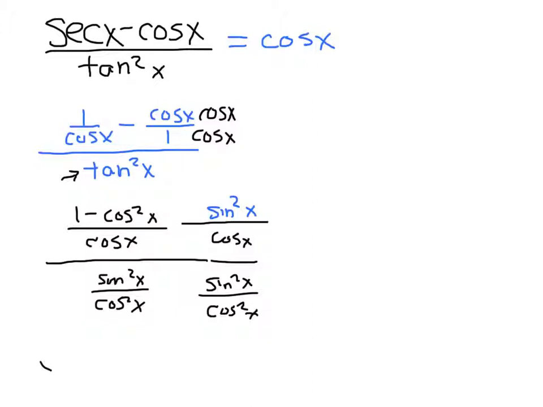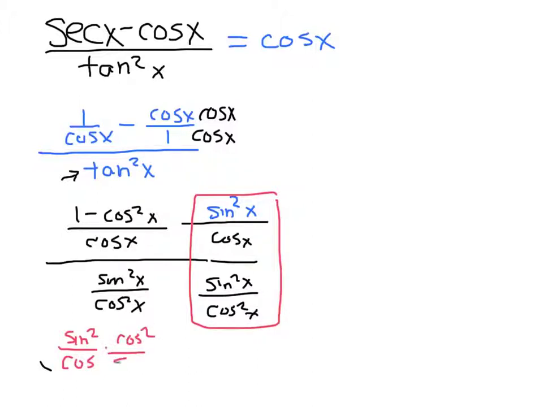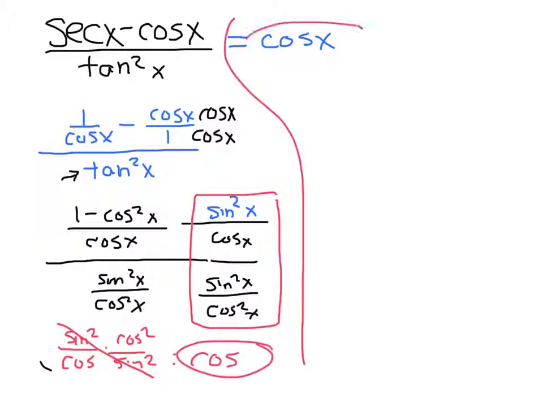And so if I take this whole piece right here and I flip and multiply, I'll end up with, let's see, sine squared over cosine times cosine squared over sine squared. Sine squareds cancel. Cosine squared over cosine is just cosine. And I've managed to simplify the whole side until both sides are equal, and so check, it's an identity.